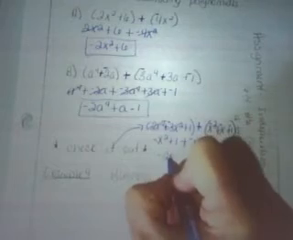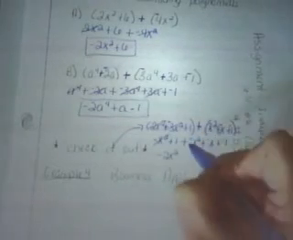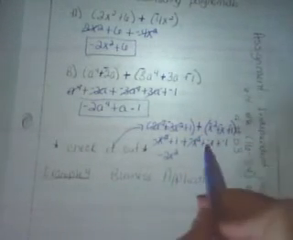Combining like terms, look at your x squareds. Negative 1 plus negative 1 gives me negative 2x squared. Do I have any other x's? No, so I have minus x. And then 1 plus negative 1 cancels out. So this is now simplified.